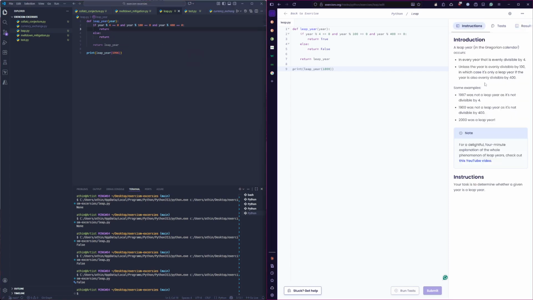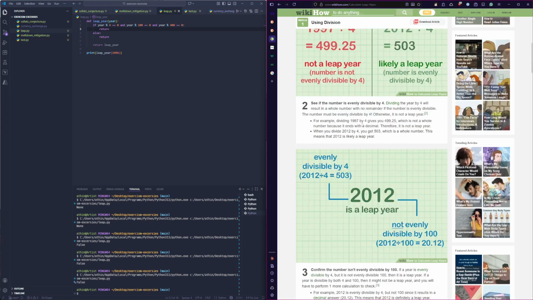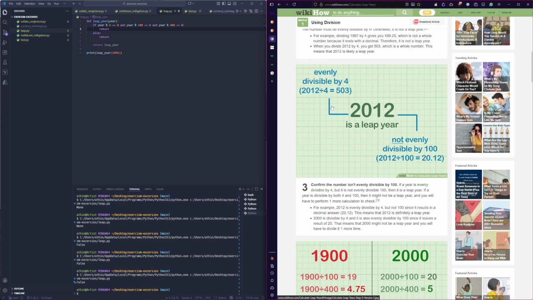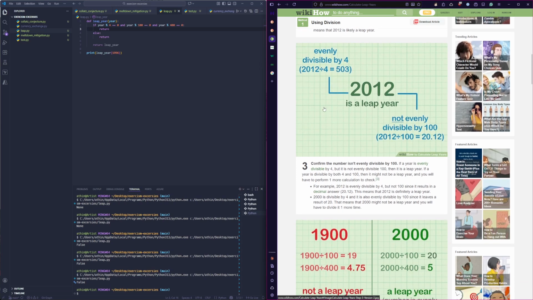Let's read the directions one more time. See if the number is evenly divisible by 4. Dividing the year by 4 will result in a whole number with no remainder. Otherwise, it is not a leap year. Confirm that number isn't evenly divisible by 400. If a year is evenly divisible by 4, but it's not evenly divisible by 100, then it is a leap year.